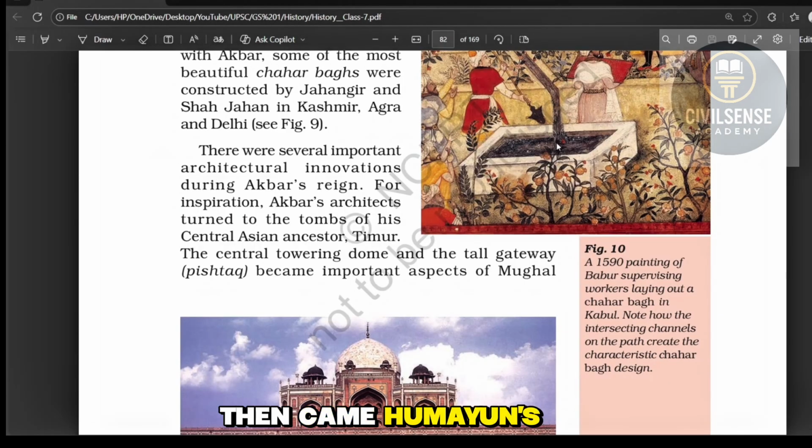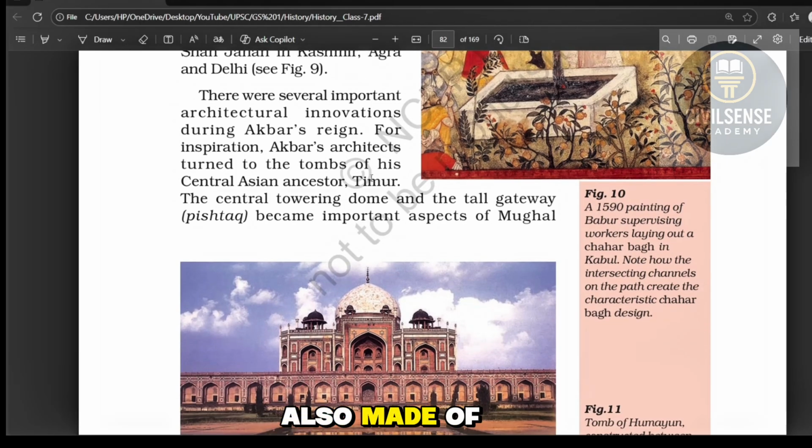Then came Humayun's tomb, the first grand Mughal tomb built in India. It introduced features like a central dome and tall gateway and one central hall surrounded by 8 rooms, and it was also made of red sandstone and white marble. That is a classic Mughal look.